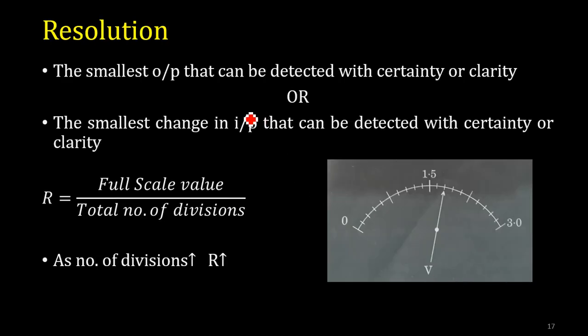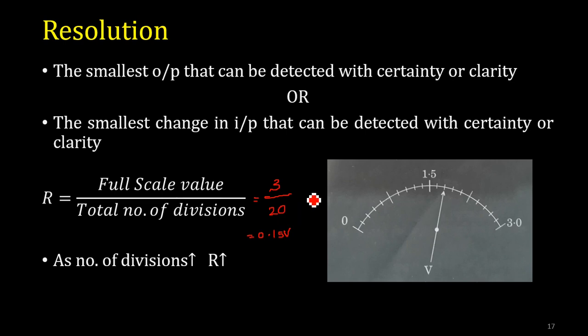Then you have resolution, which is the smallest output that can be detected, or the smallest change in input that can be detected. That is given by full scale value divided by total number of divisions. In this example, your full scale value is 3, and what will be the total number of divisions? You have 1, 2, 3, 4, 5, so total divisions is 20. And you can say that your resolution is 0.15, suppose this is volt, so 0.15 volt. So the smallest output that can be shown by this particular scale is 0.15.